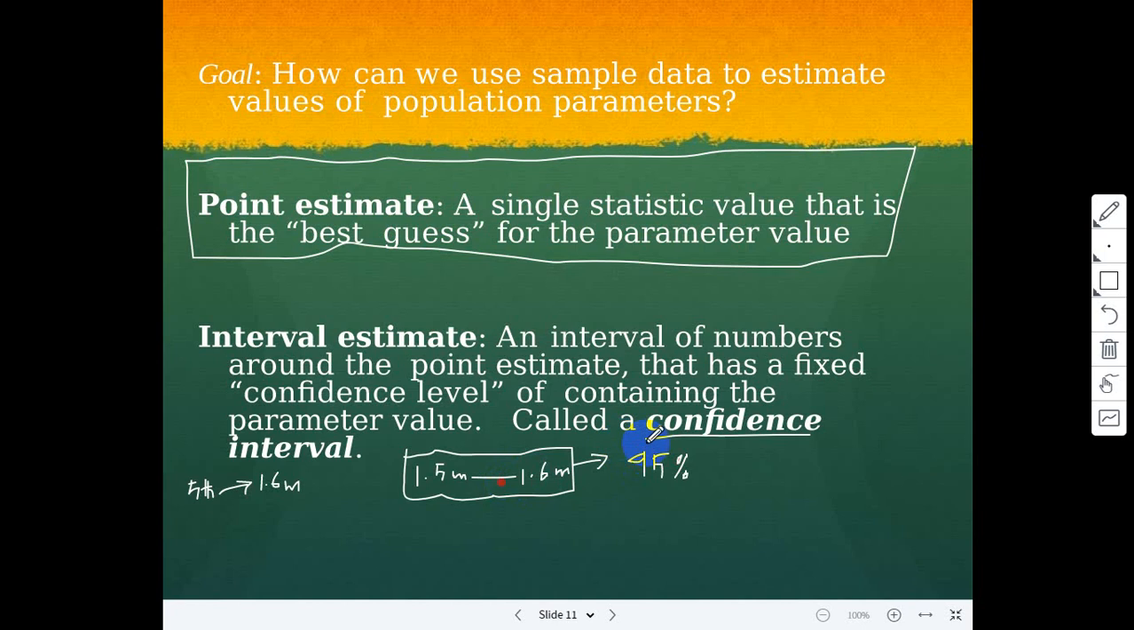95% confidence. This is called what? This is called confidence interval. So you have confidence on this interval. How much confidence do you have? You have 95% confidence in what I have decided for the population.